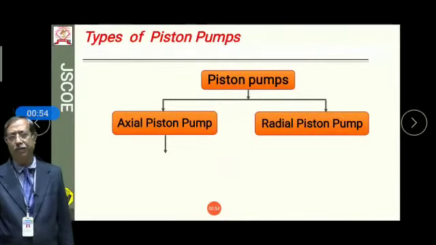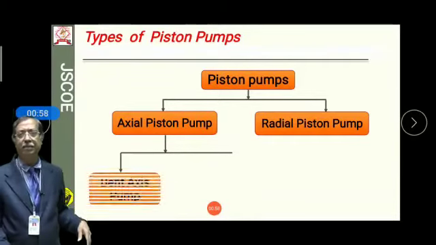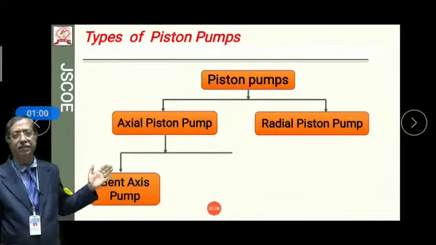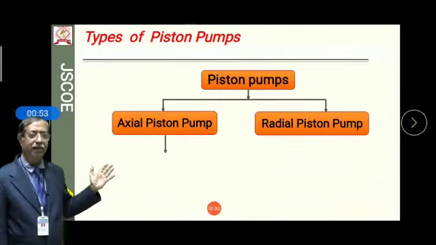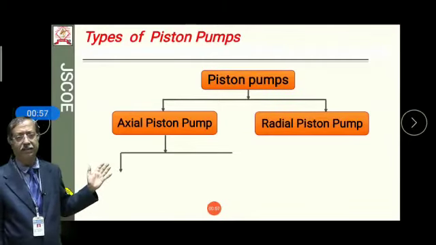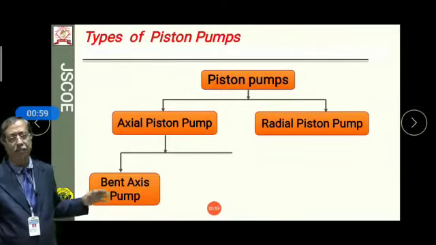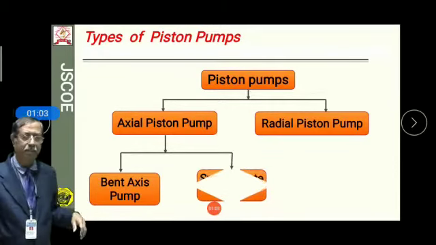Basically, there are two types of the piston pumps. The first one is the axial piston pump and the second one is the radial piston pump. The axial piston pumps are subcategorized into two parts. One is the bent axis piston pump and the second one is the swash plate piston pump.